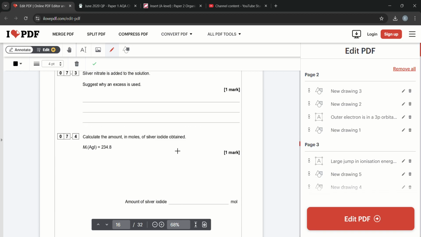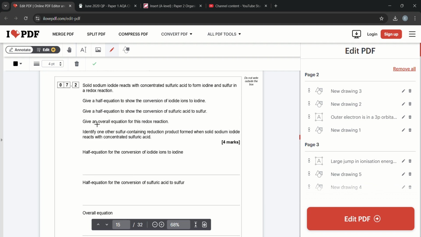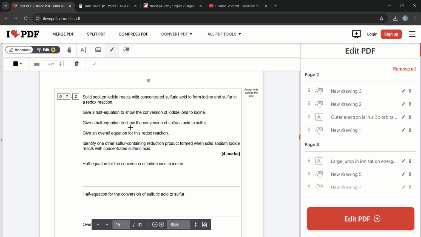7.2, 4 marks worth of equations. It's not memorizing equations, it's testing how well you know the skill of giving half equations. Solid sodium iodide reacts with concentrated sulfuric acid to form iodine and sulfur in a redox reaction. Give a half equation to show the conversion of iodide ions to iodine. So I minus to I2. We've got 2 here, so we need a 2 here, but now we've got a 2 minus charge here, so we need to add 2 negatively charged electrons here to balance the overall charge of negative 2.